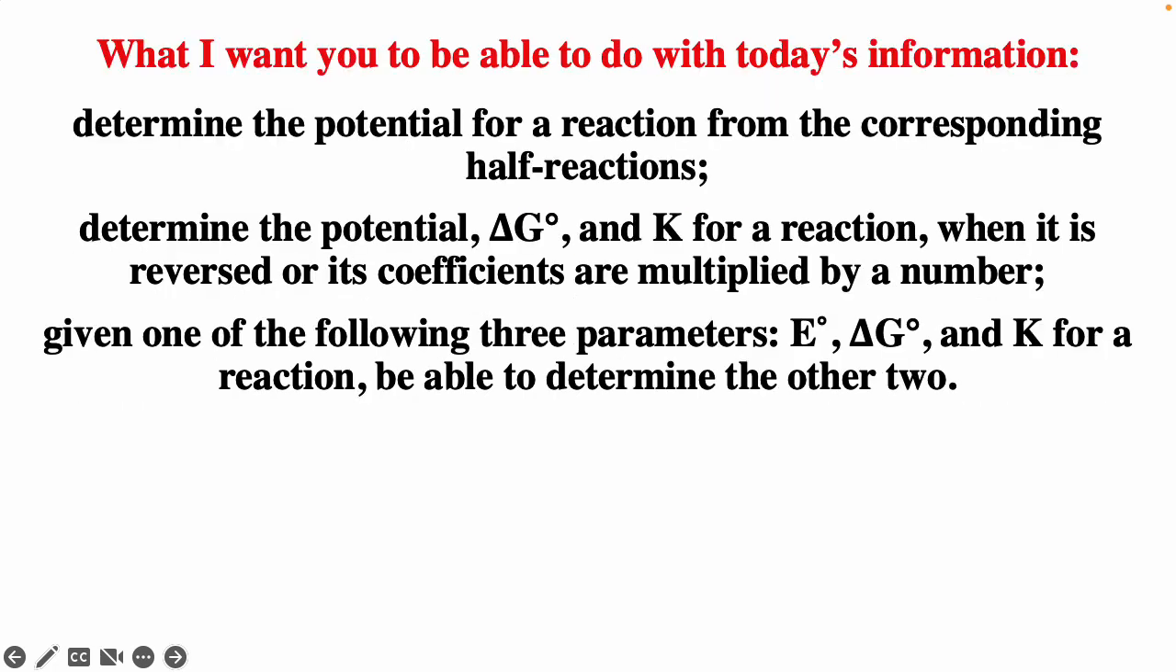After watching this video, you should be able to determine the potential for a reaction from the corresponding half reactions. You should be able to determine the potential, delta G naught, and K for a reaction when it is reversed or its coefficients are multiplied by a number. And given one of the following three parameters, E, delta G naught, and K for a reaction, you should be able to determine the other two.